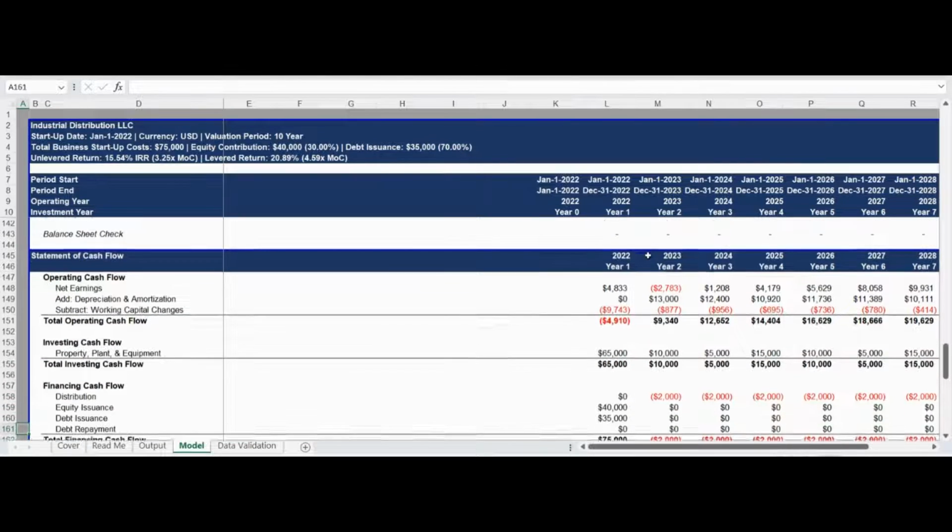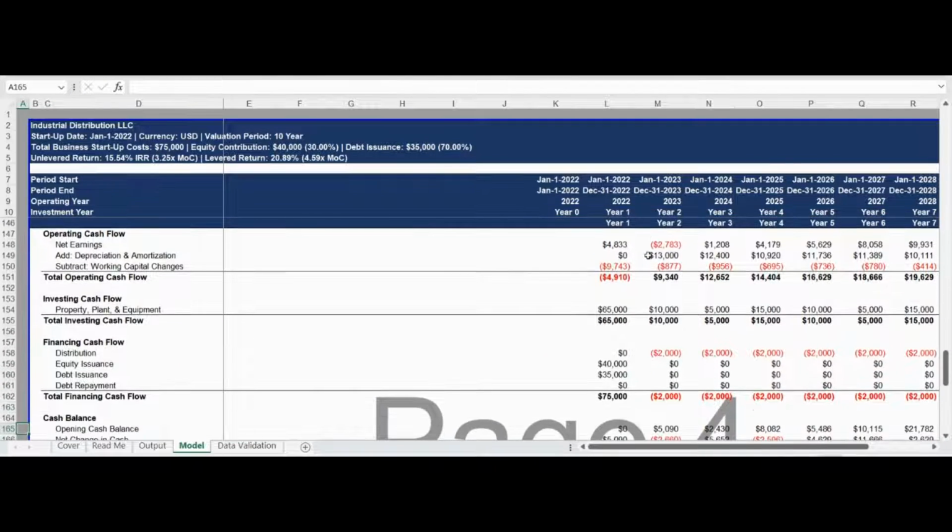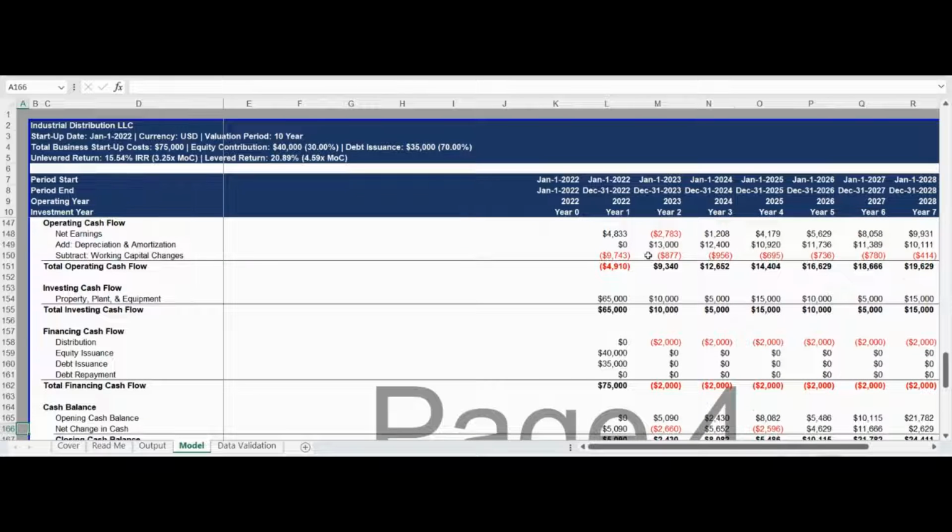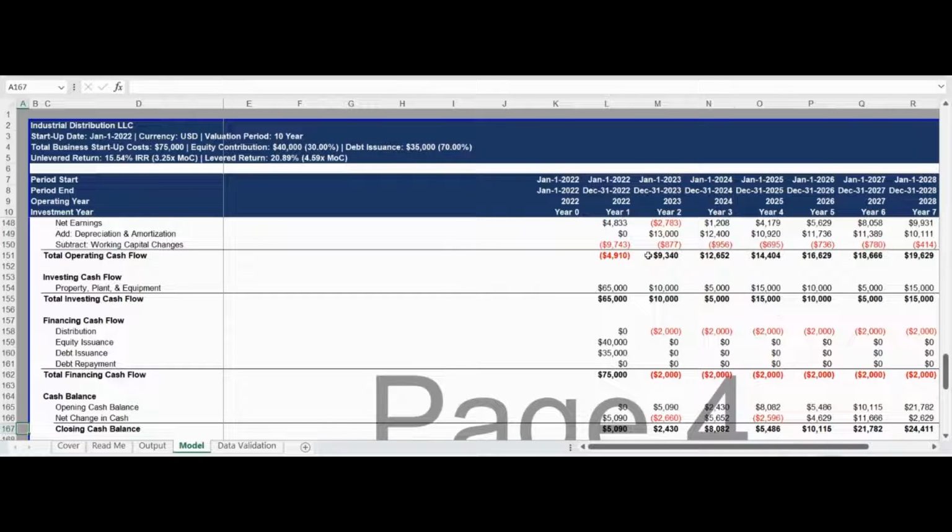The statement of cash flow is presented next, detailing the total operating cash flow, investing cash flow, and financing cash flow. As a reminder, there is no use of plugs anywhere in the three-statement model, and all figures in the statements are generated based on the assumptions you define as well as support schedule calculations. The statement of cash flow section concludes with a reconciliation of the opening cash balance, the periodic net change in cash, and the closing cash balance.